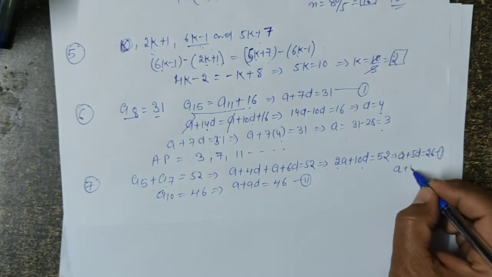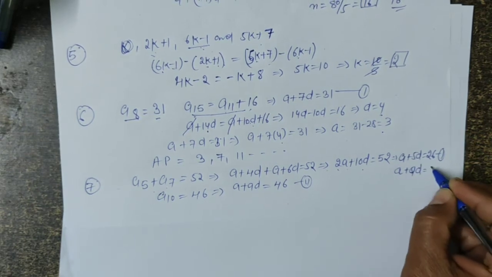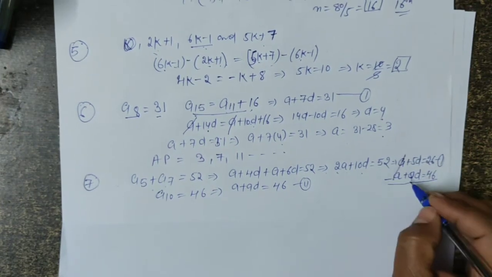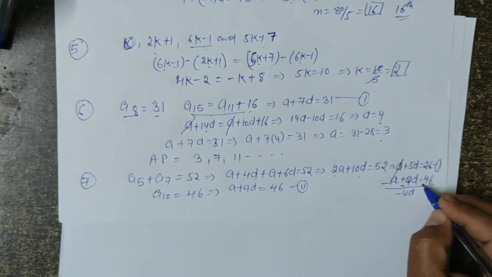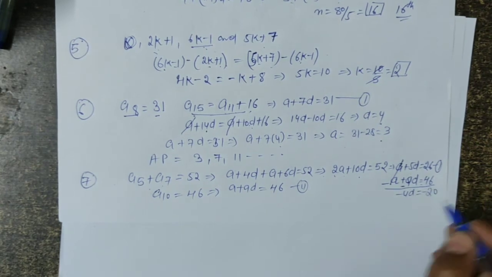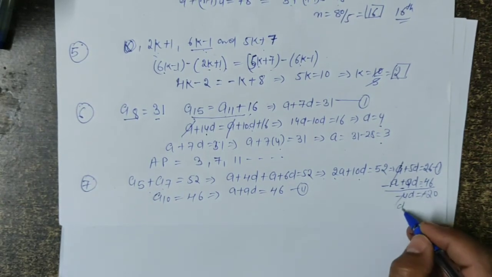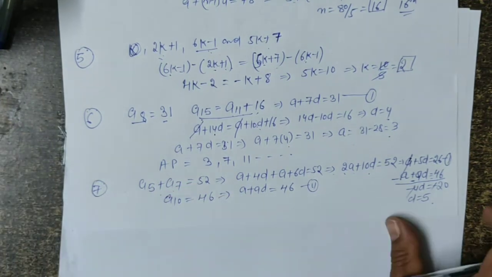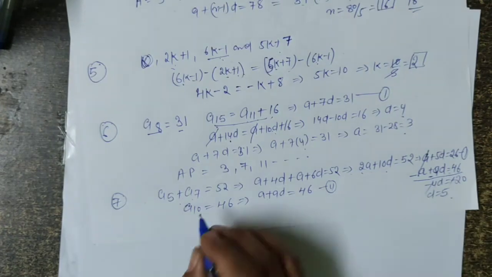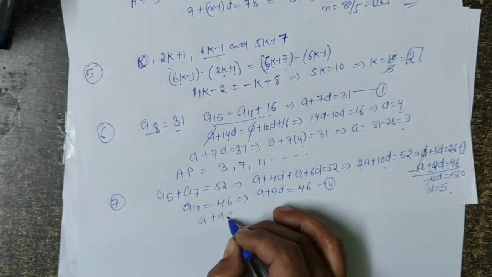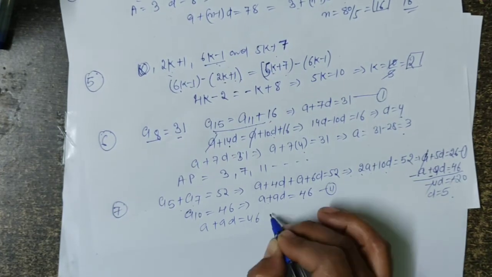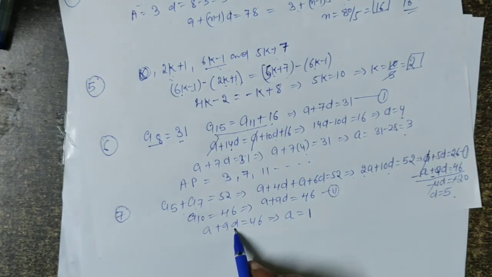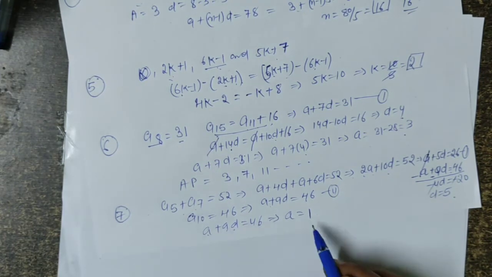By the method of elimination that we had done in linear equations, this will be minus 4D equal to minus 20 and simply D will be 5. See, if D is 5, find AP. Here the question is also find AP. Find the value of A. A plus 9D equal to 46. You get A here as 1. How? 9 into 5, 45. Then A equal to 46 minus 45 equal to 1.